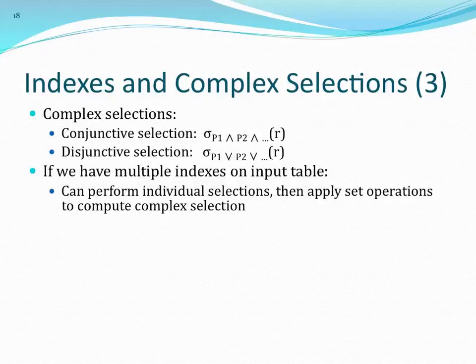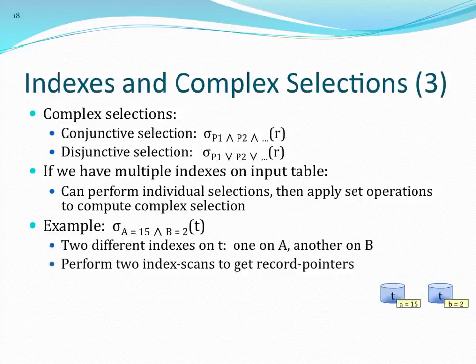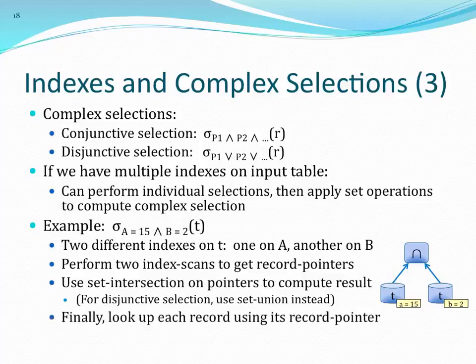If you have conjunctive selection, then you have to think a little bit more carefully. So A is 15 and B is 2, and we have two different indexes on T. Do two index scans to get the record pointers, and then this is where it would be a little bit complicated, because we probably have to use some kind of hashing in-memory data type to do the set intersection. And once we do that, then we could generate the results using the two indexes. Not very common in the wild.